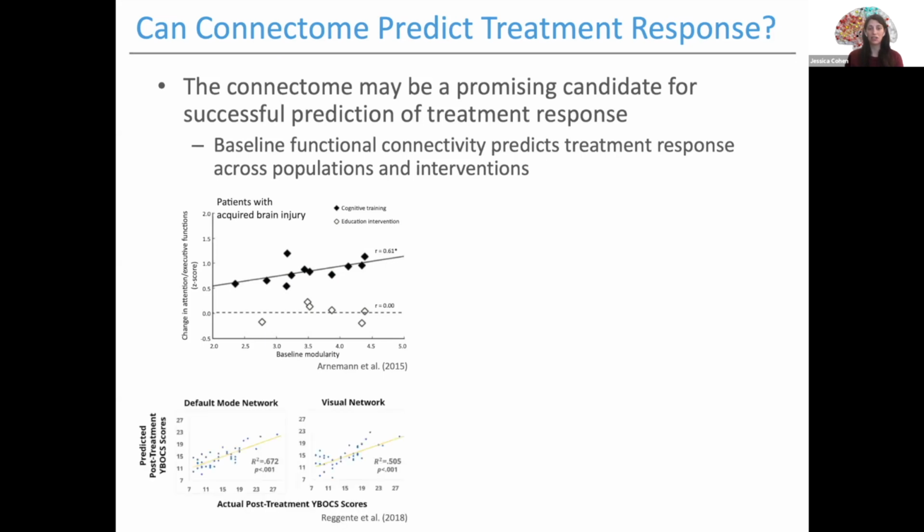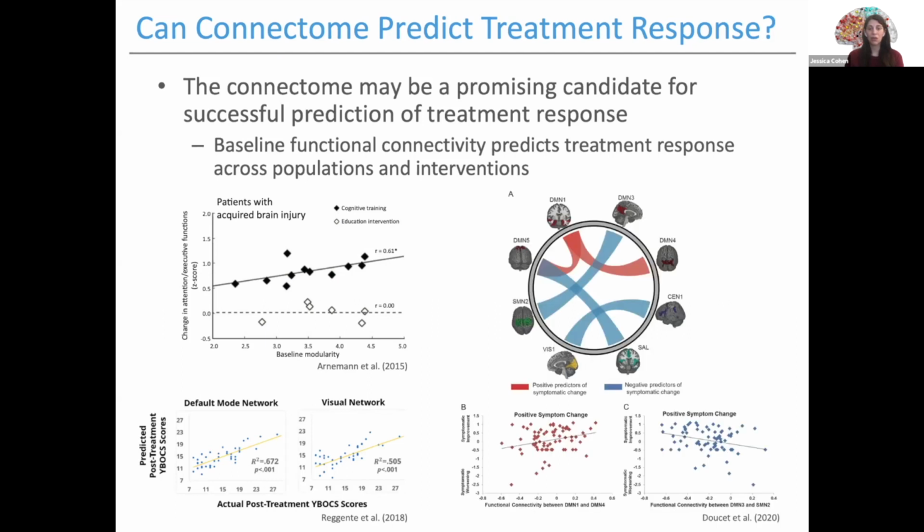It's also been shown in patients with obsessive compulsive disorder that baseline functional connectivity patterns within the default mode network and the visual network predict reduction of OCD symptoms after treatment with cognitive behavioral therapy. And as a last example, in patients with schizophrenia who are being treated with antipsychotics, baseline connectivity within the default mode network, shown in this top panel in the red connections, as well as between the default mode network and the salience and somatomotor networks, shown in the blue connections, have been shown to predict reduction in positive symptoms of schizophrenia after treatment.